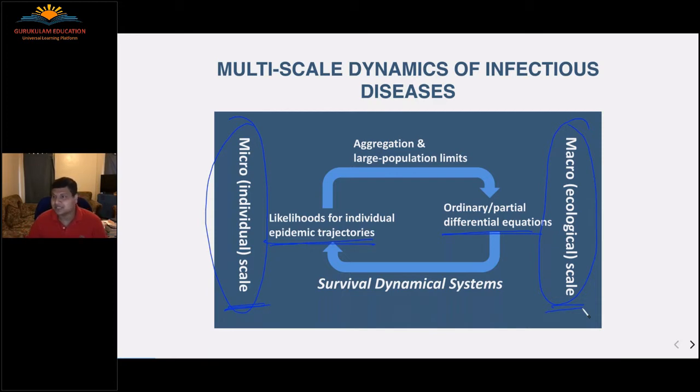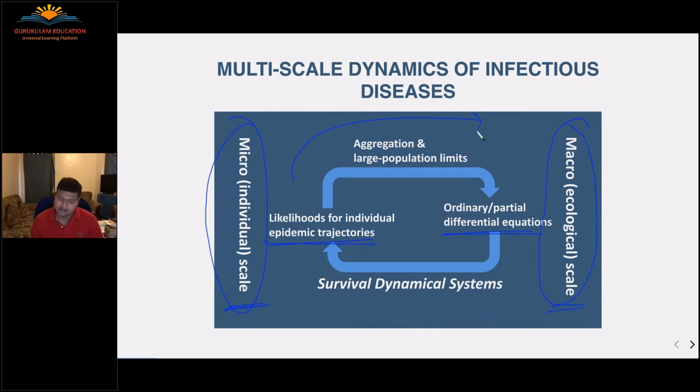How do we move from one scale to another? This direction is actually quite easy. You have your individual level quantities, likelihoods for individual trajectories. If you aggregate them together, if you sum all the infected individuals, what you get is the compartment of infected individuals. And then if you take a large population limit, you end up with ordinary differential equations.